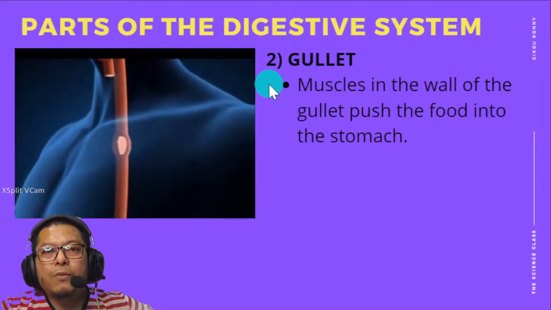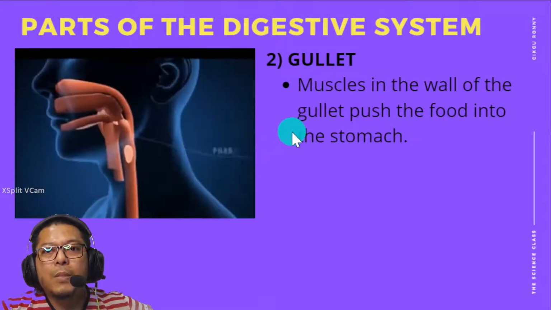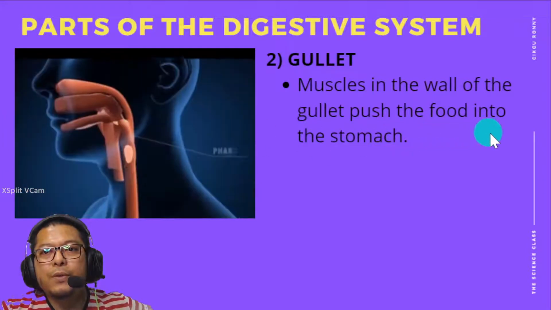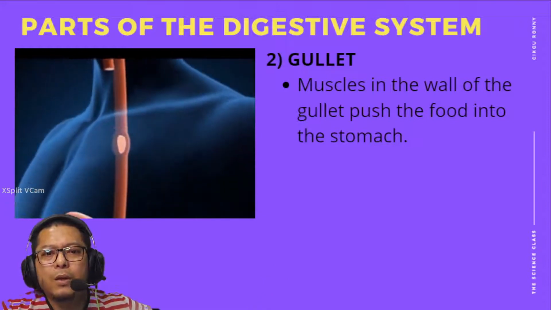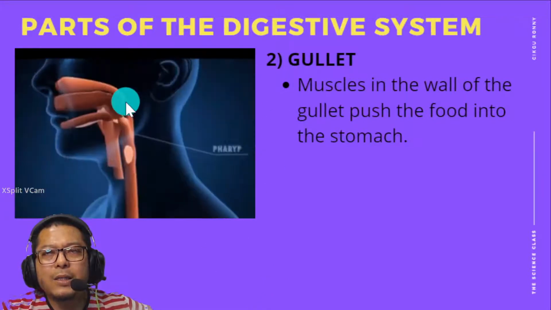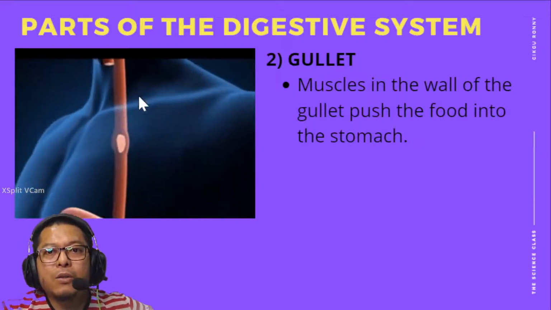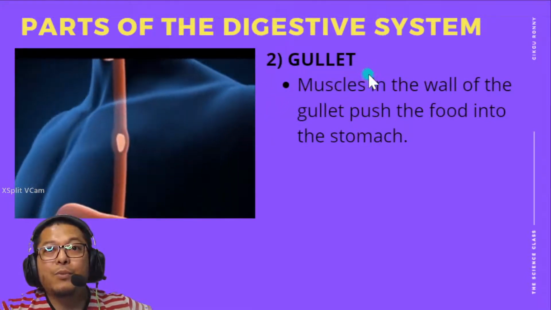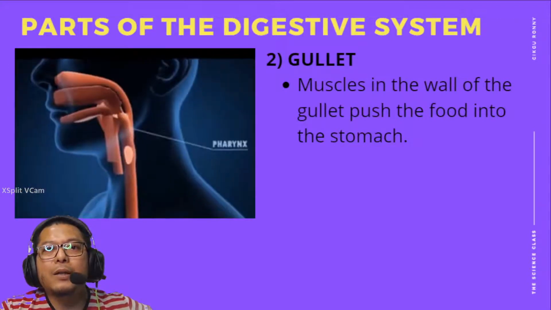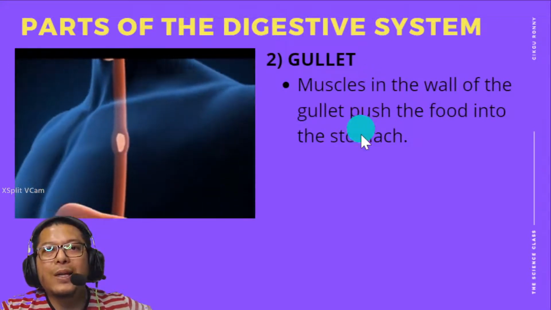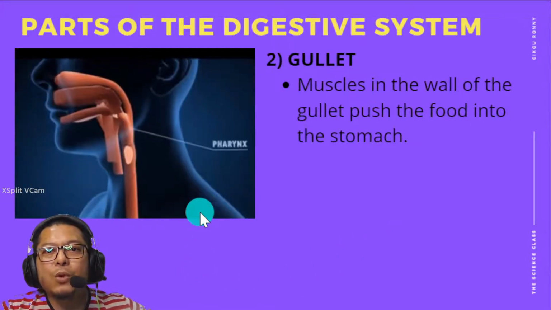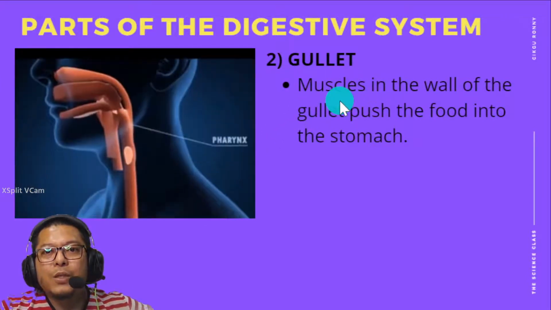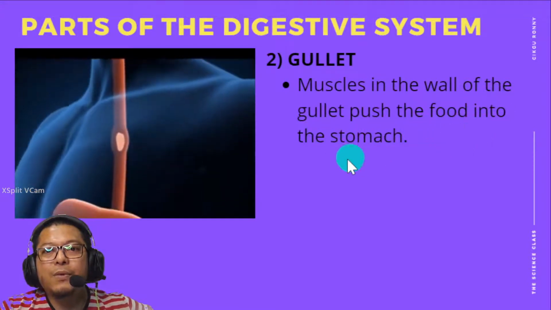So continuing from the mouth would be the gullet. Muscles in the wall of the gullet push the food into the stomach. Now let me tell you, gullet is also known as esophagus or food pipe. Gullet is British English. Esophagus would be American English, also known as food pipe. So those 3 words mean the same thing. It means that muscles in the wall of the gullet push the food into the stomach.